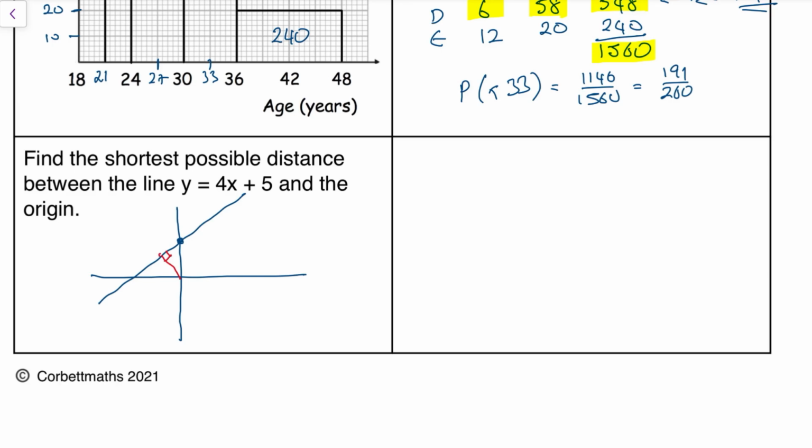So the question is really twofold. What is the equation of the line that is perpendicular through the origin? What is the point A where the two lines meet? And therefore, what is the distance from O to A? That's going to be my process.